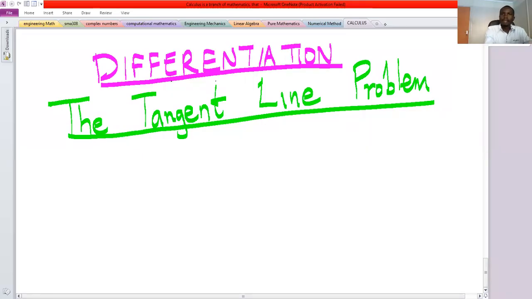Welcome to this class. In this class, we are going to introduce the chapter on differentiation, and we'll start by introducing the concept of the tangent line problem. So the biggest question to ask ourselves is, what is a tangent line to a given curve? So that's the problem.